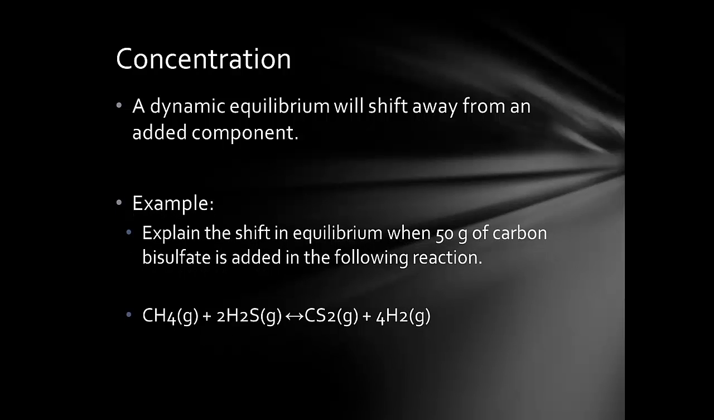In the example below, 50 grams of carbon bisulfate is added to an established equilibrium. The added component will cause the equilibrium to shift towards the reactants because the added component is a product. This means the concentration of the reactants will decrease, while the concentration of the products will increase. This makes sense, of course, because the added component is a product. If more product is added, the concentration of the products must go up for the reaction to make sense.